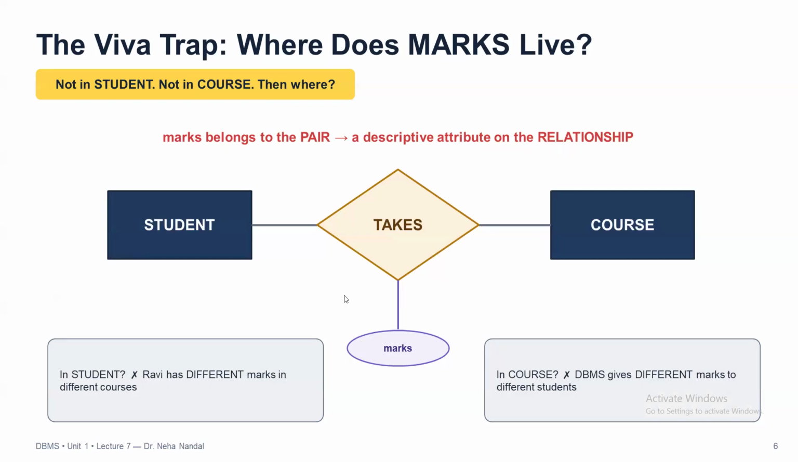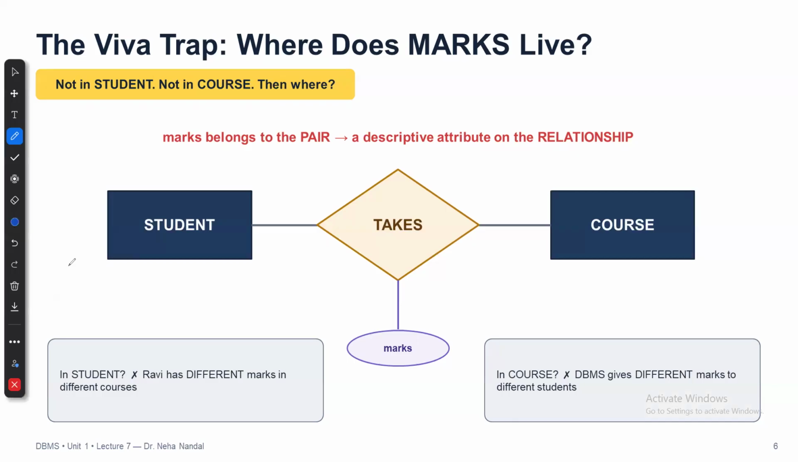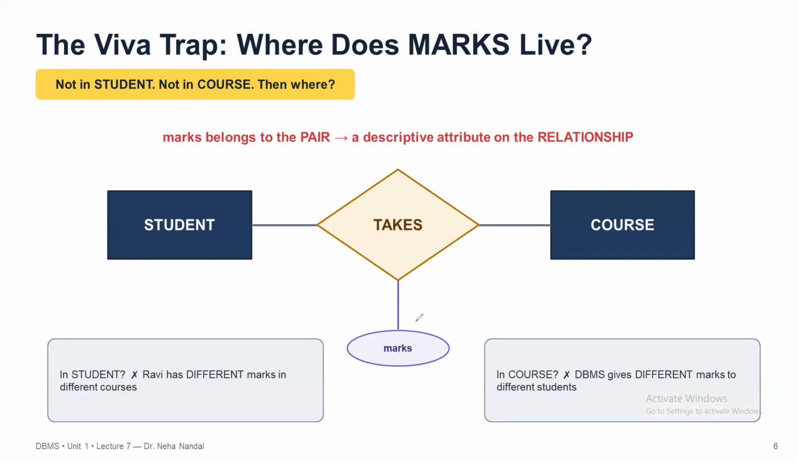Ravi has some marks in DBMS, different marks in maths, different marks in data structures. Marks is not a property of Ravi alone. Correct. Then is it a part of course? No, because DBMS gives 85 marks to Ravi, 92 to someone else, 71 to someone else. It is not a property of the course alone. So I utilize this word alone. So where will this marks go? Marks will become a property of a relationship.